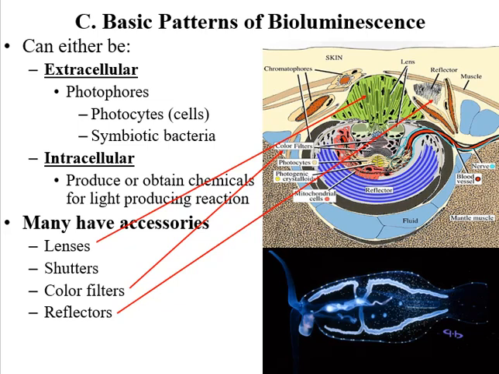And there's also shutters. They open and close. So these flash, like turning a flashlight on and off. They send a signal. It's not just a wavelength of light. It's not just a pattern of light, but it could be the frequency at which the light shines, the blinking, basically. So if you look at those accessories, lenses, shutters, color filters, reflectors, all those different things, you've got these cells that produce the light, you've got all these accessories, and all those things together make up this organ that tend to be scattered around on the bodies of bioluminescent organisms.